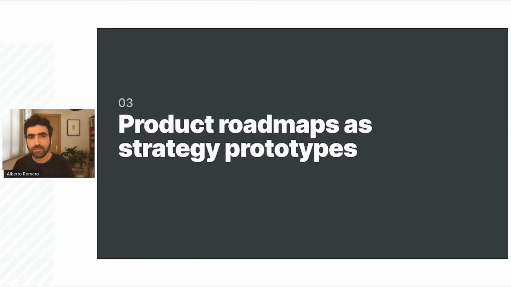All right, 3. Now, let's talk about product roadmaps as strategy prototypes. We understood why we do what we do. We gave some shape to how we want to deliver value to the customers. And now it's time to figure out what to build. Which of these changes we need to enable? Of course, tied to business strategy.